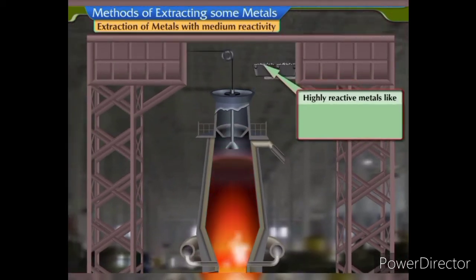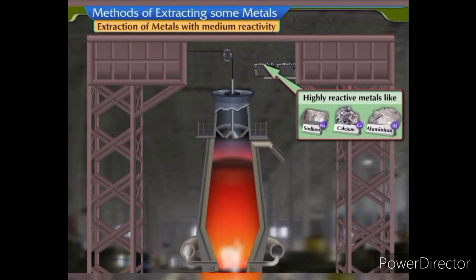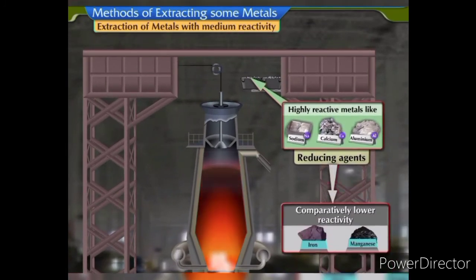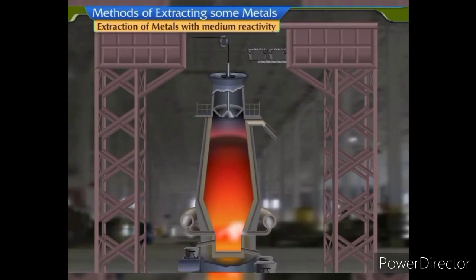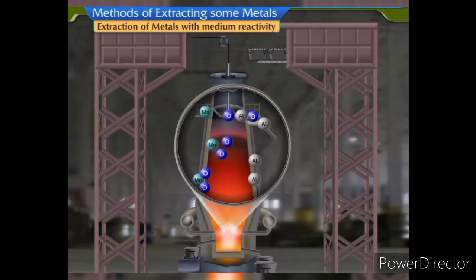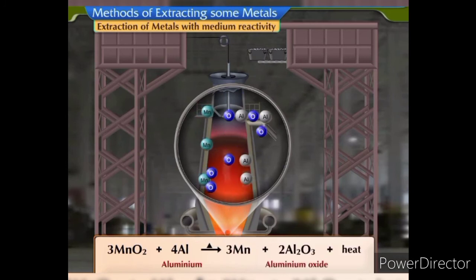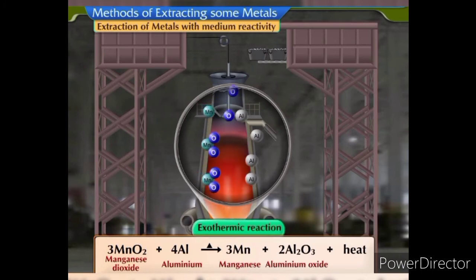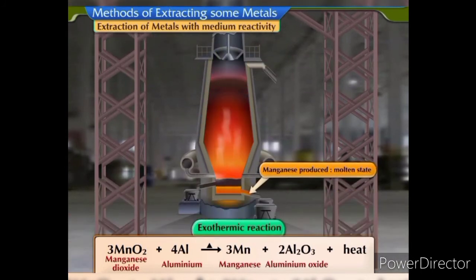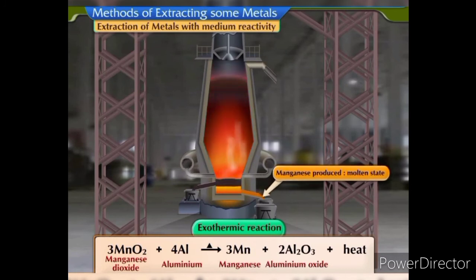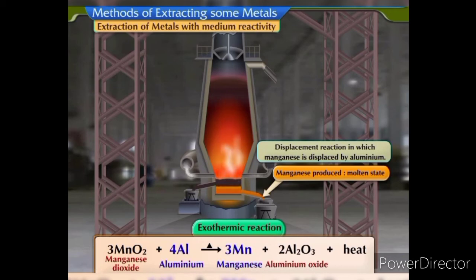Besides carbon, highly reactive metals like sodium, calcium and aluminium are used as reducing agents to extract metals of comparatively lower reactivity. For example, manganese metal is obtained from its oxide by using aluminium powder as a reducing agent. In this reaction, aluminium is oxidized to aluminium oxide and manganese dioxide is reduced to manganese. It is an exothermic reaction and the manganese produced is in the molten state. This is also a displacement reaction in which manganese is displaced by aluminium.